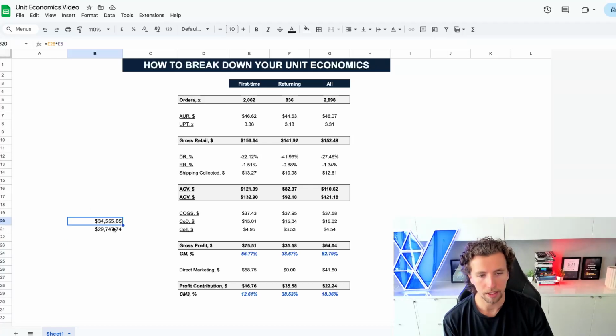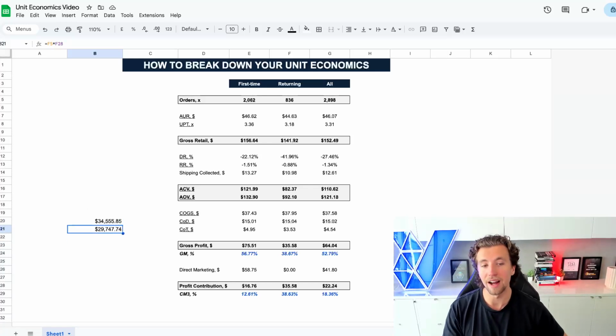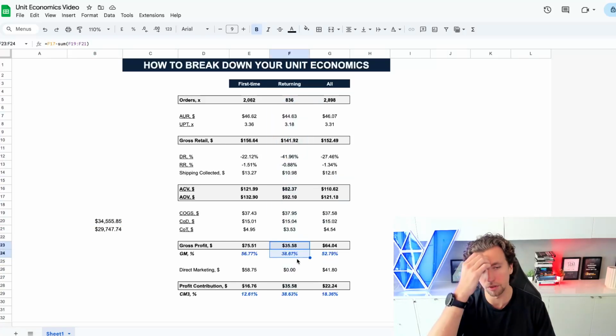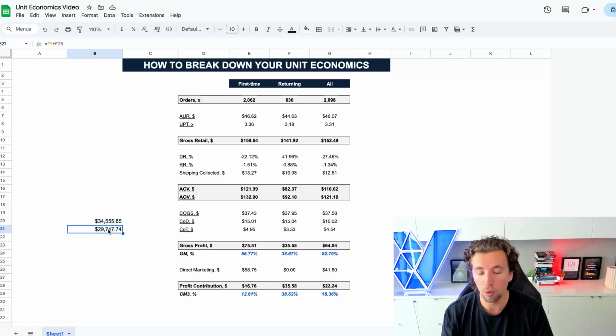And so on first-time customers, they're making $34,000 in profit contribution. On returning customers, they're making $29,000 in profit contribution. And this ends up being a similar trend for most brands, which is that despite returning customers doing 1/3 of the volume and having significantly worse gross profit, you actually make almost more money on returning customers. In most cases, you do make more money on returning customers because there's no advertising cost associated with them.